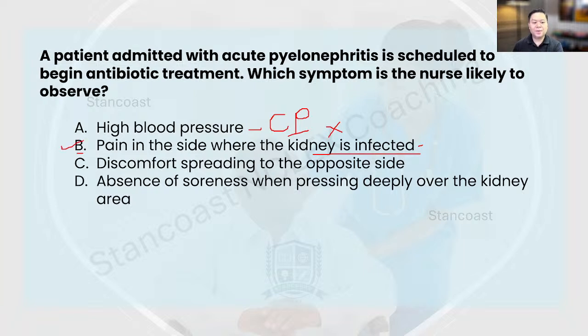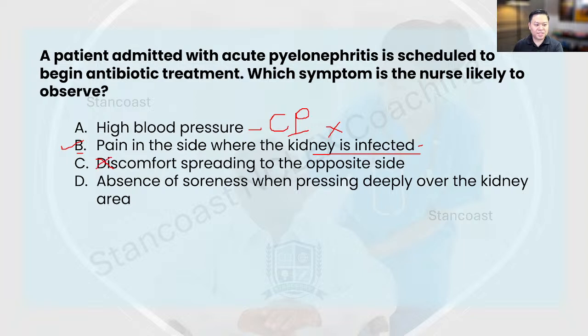Now, talking about C, discomfort spreading to the opposite side. Well, here, the pain from the acute pyelonephritis will typically, again, not radiate to the unaffected side. And again, it is localized to the side of the infected kidney, and there is no radiation. Okay? We are going to eliminate this one as well.